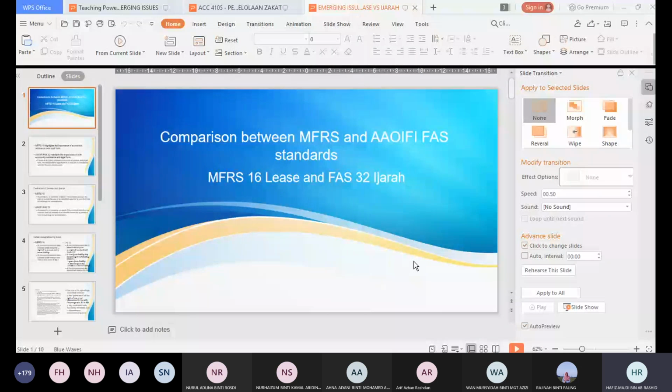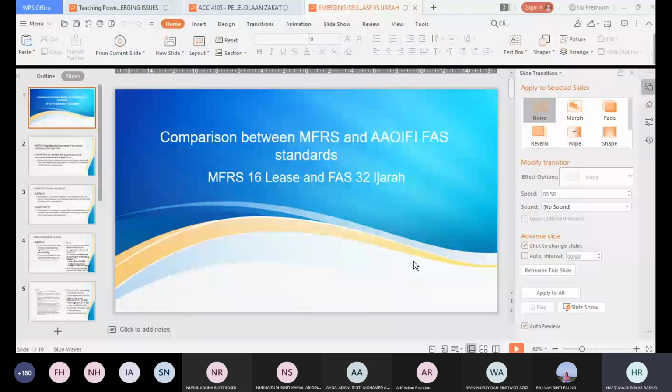One issue which is always controversial and debatable is leasing. The discussions still continue even until today because you have the new conventional accounting standard MFRS 16 on leases, and IOFI have also revised theirs. Previously it was FAST 8, now you have FAST 32 on Ijara. I think the concept itself is basically different.